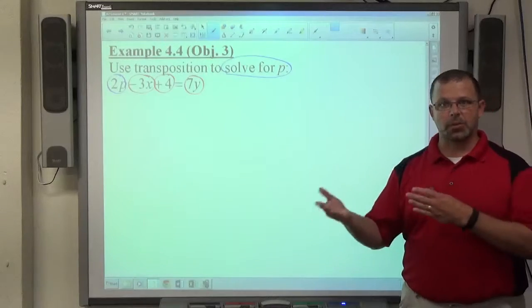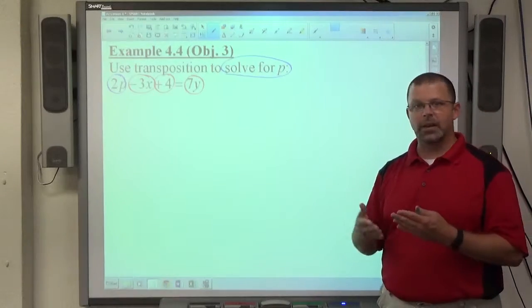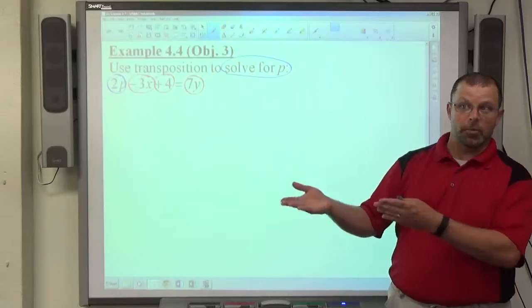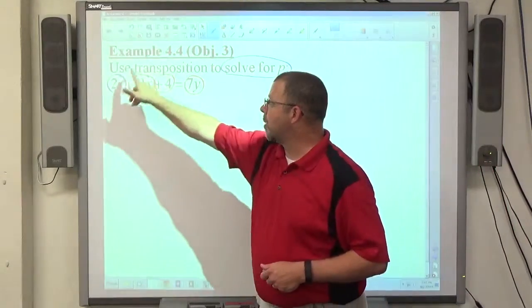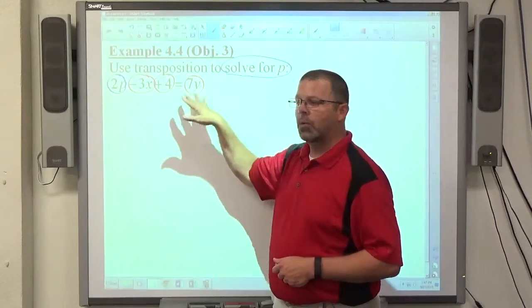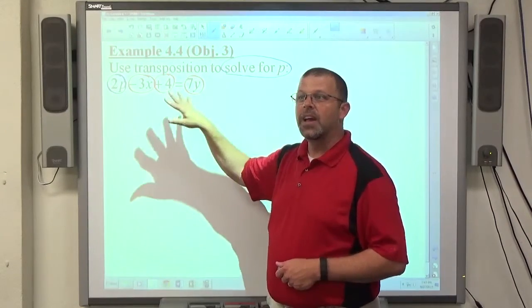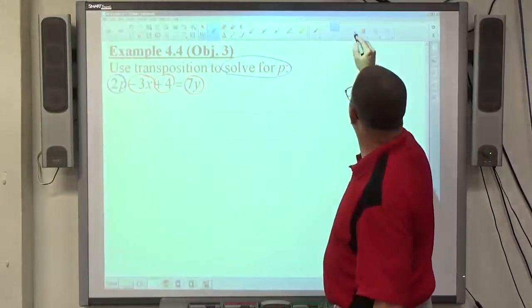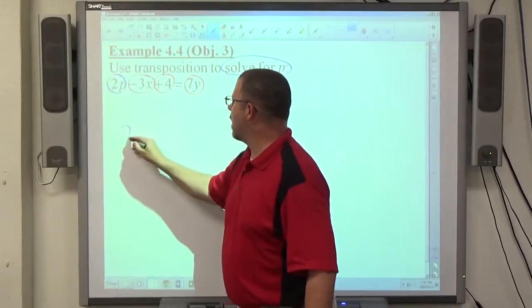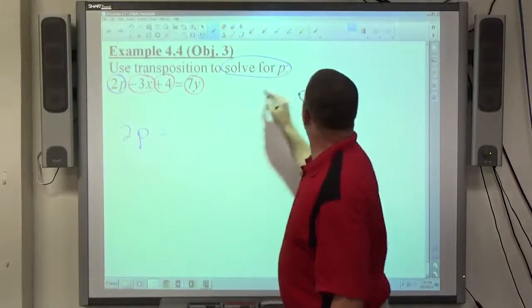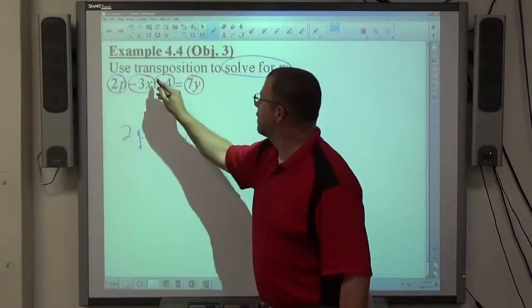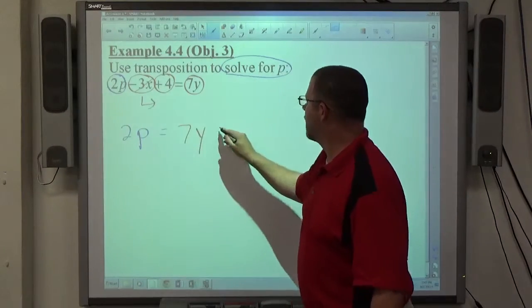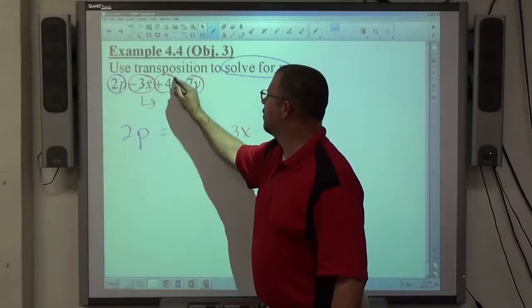So in steps 3 and 4 of the solving process, where we get variables to one side and numbers to the other side, whatever we're solving for is going to represent the variable. Whatever we're not solving for, whatever doesn't contain that letter, is going to act like a number would, so we get to move those. So I'm going to keep 2p right where it's at. I'm going to keep 7y right where it's at. I'm moving the 3x to the other side. It becomes positive 3x. I'm moving the 4 to the other side.